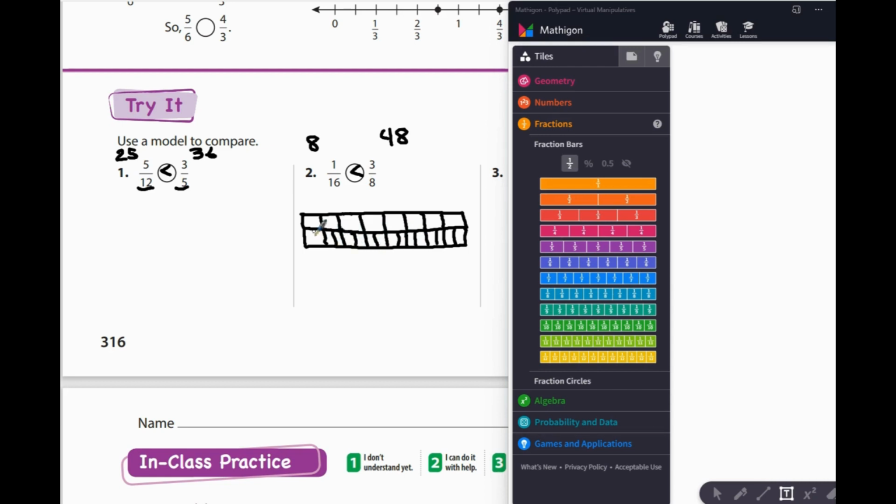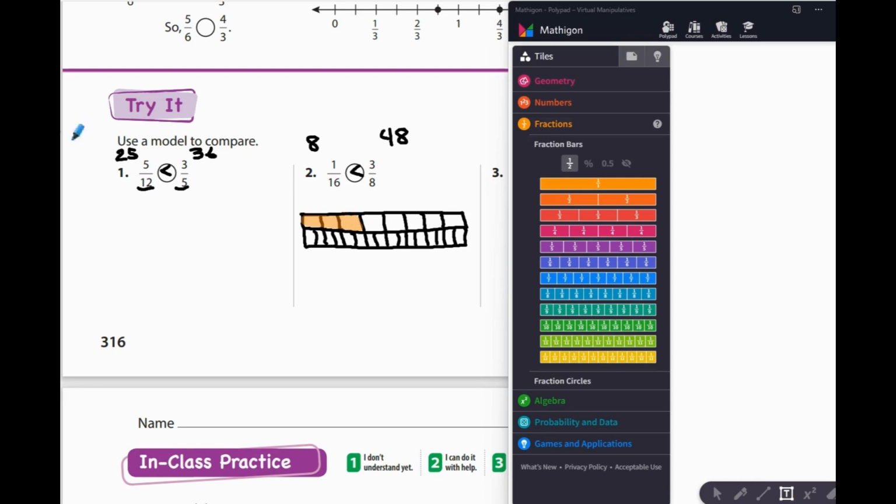Every time I fraction, I'm dividing, right? Okay, let's make sure that we have 16 parts. 1, 2, 3, 4, 5, 6, 7, 8, 9, 10, 11, 12, 13, 14, 15, 16. All right, here we go. So I'm going to shade in 3/8. Here's my 3/8.